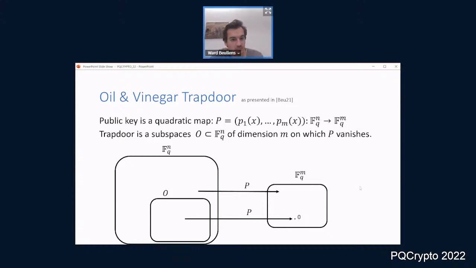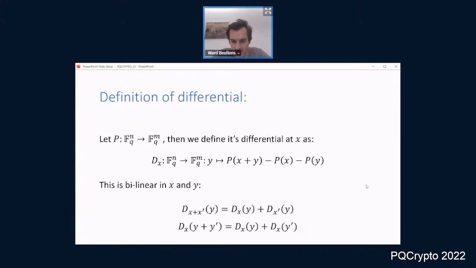And that's it. So that's all the structure you have. And it turns out that if you know such a subspace, then you can efficiently sample preimages. But before I can explain how to do that, I need to introduce this definition of what's called the differential.